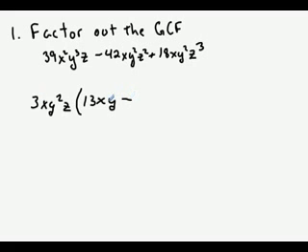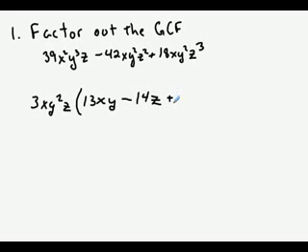To get 42, 3 has to be multiplied by 14. X comes factored out completely. Y squared as well. And z squared is obtained by multiplying z times z.